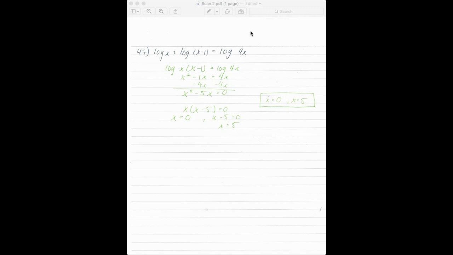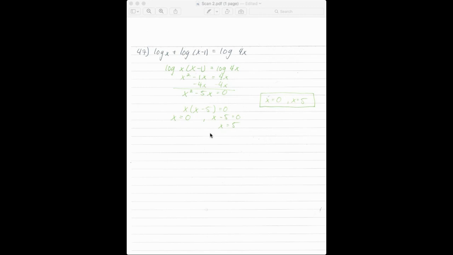So pretty much we have two logs of the same base and they're adding together, so you multiply them. So what I did is x times x minus 1, which is x squared minus x, equals 4x. Since they all have the same base, I subtract 4x, so x squared minus x minus 4x gives x squared minus 5x equals 0. I factor that out: x times (x minus 5) equals 0. From there, x equals 0 and x minus 5 equals 0, which turns to x equals 5.